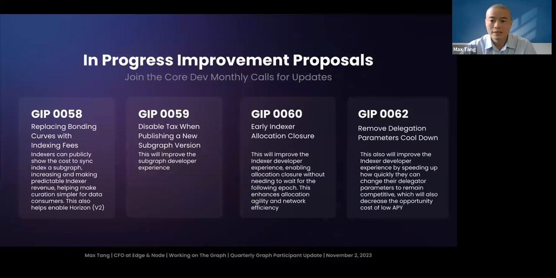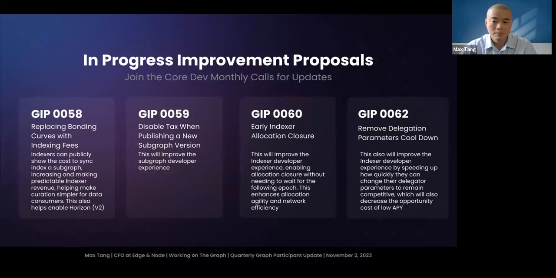Then GIP 59 disables the tax when publishing a new subgraph version. Originally, the tax was meant to prevent certain attacks on curation, but the drawback in developer experience significantly outweighs the benefits. We want to give subgraph developers the best experience on the network, so this proposal aims to remove that tax.